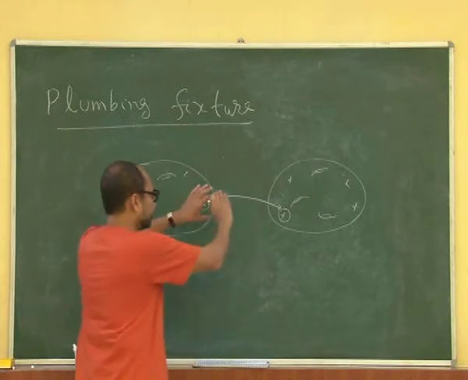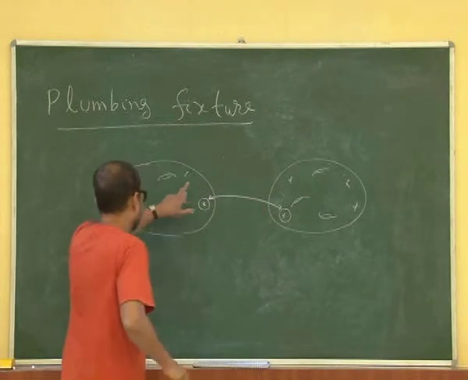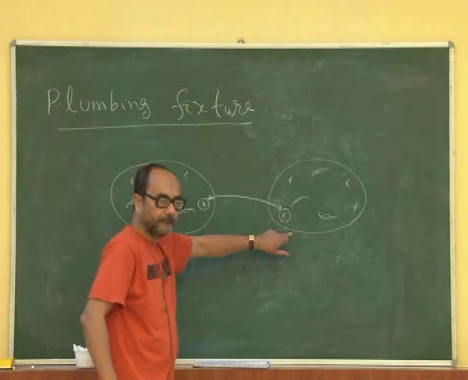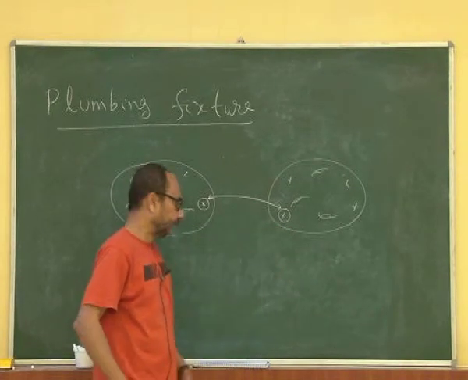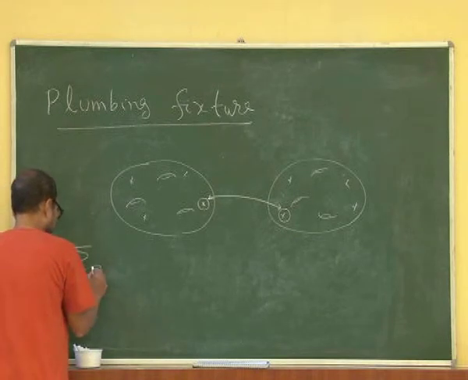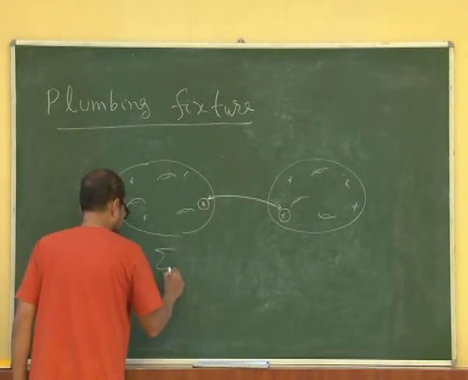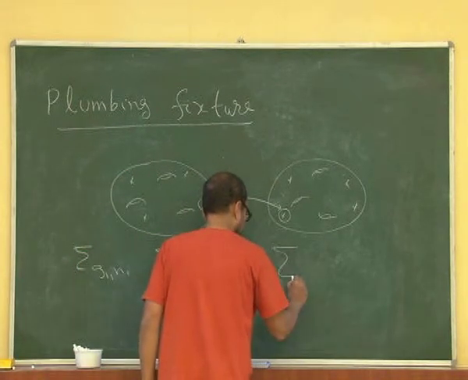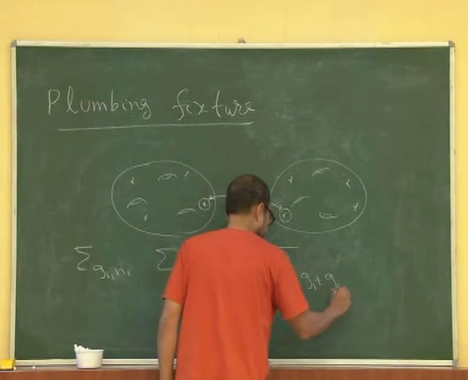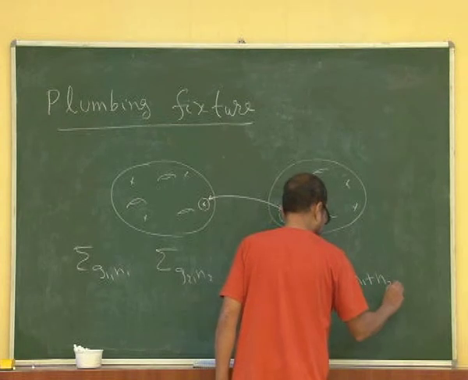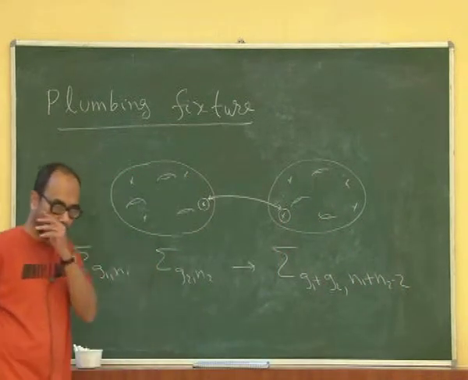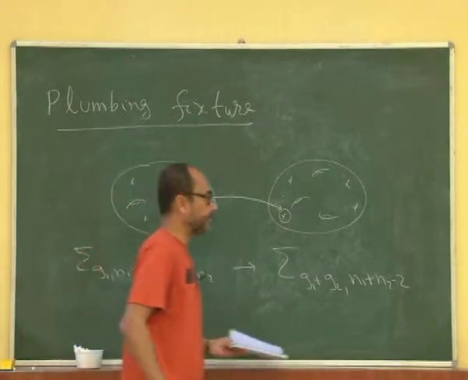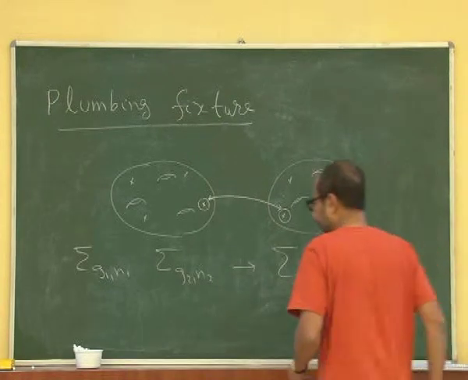So that clearly generates a single Riemann surface. The number of punctures is reduced by 2 because one puncture from here and one puncture from here has gone away. But that's a third Riemann surface. So it takes sigma G1 N1, sigma G2 N2, and generates another Riemann surface which has genus G1 plus G2 but number of punctures is n1 plus n2 minus 2. So, this is a physical picture, but now let me explain how it is done precisely.